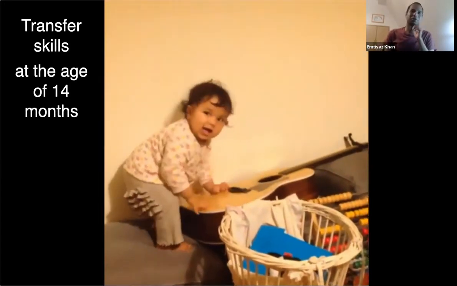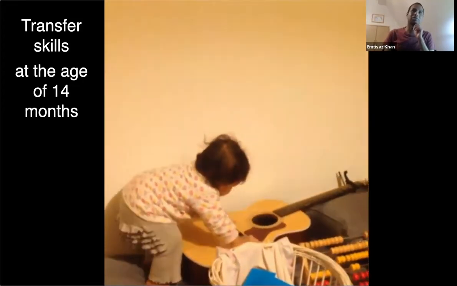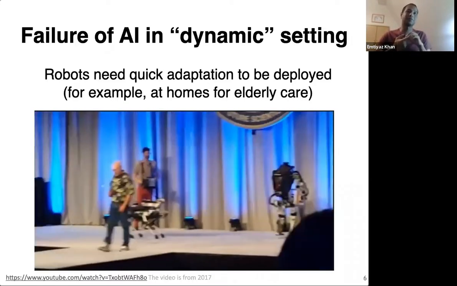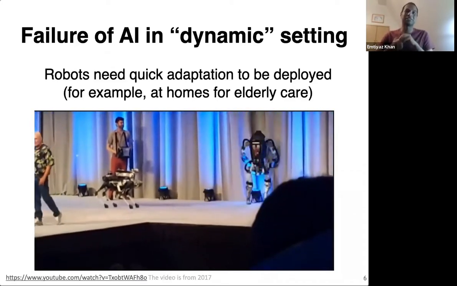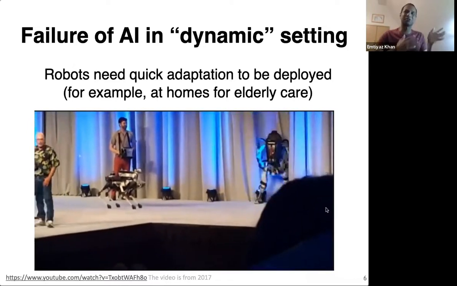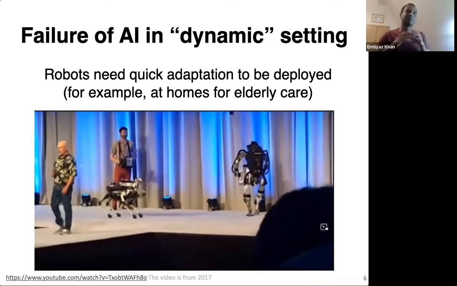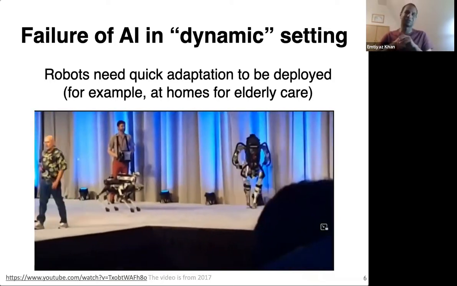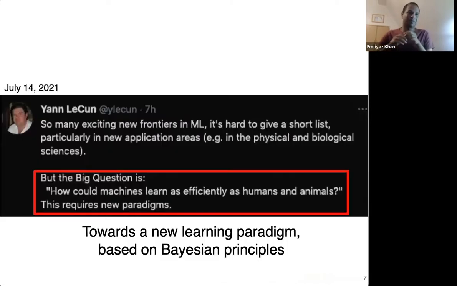So this is the property of human learning that's really amazing, that's missing right now in machines. And in these kinds of failure cases, you will often see that if you change the setting slightly, move the stage just 1 inch from where it used to be, the robot could catastrophically fail. And this is just not acceptable, as we all agree. So yeah, people do talk about this big question, that we want machines that can learn as efficiently as humans and animals. And they talk about having a new learning paradigm to be able to do this.